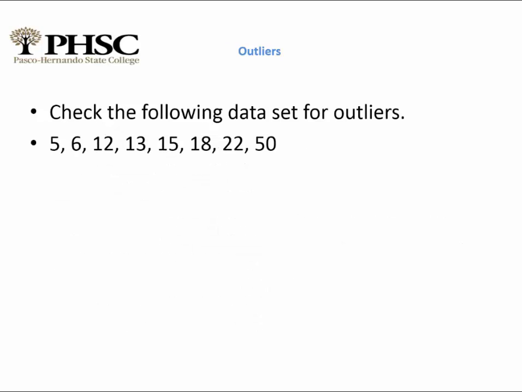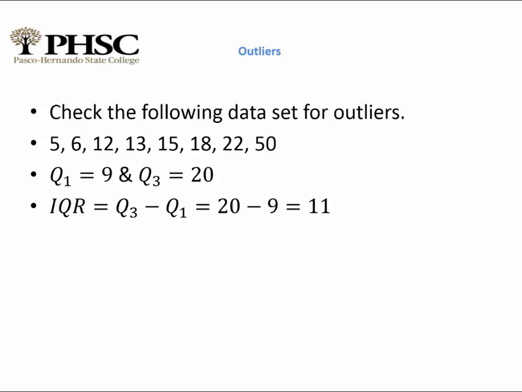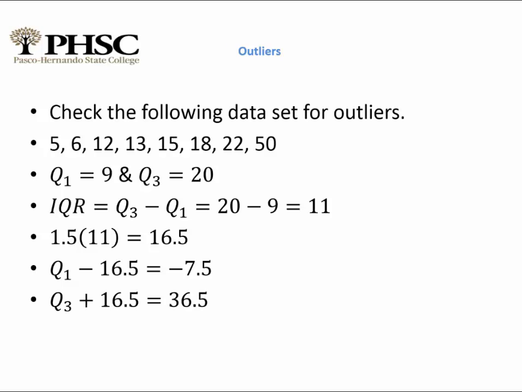We're going to go ahead and check for outliers. We know that Q1 is 9 and Q3 is 20. So the IQR would be just the difference, and that's going to be 11. If we multiply the IQR by 1.5, we get 16.5. Now we subtract this from Q1 and add it to Q3, so we have negative 7.5 and 36.5.